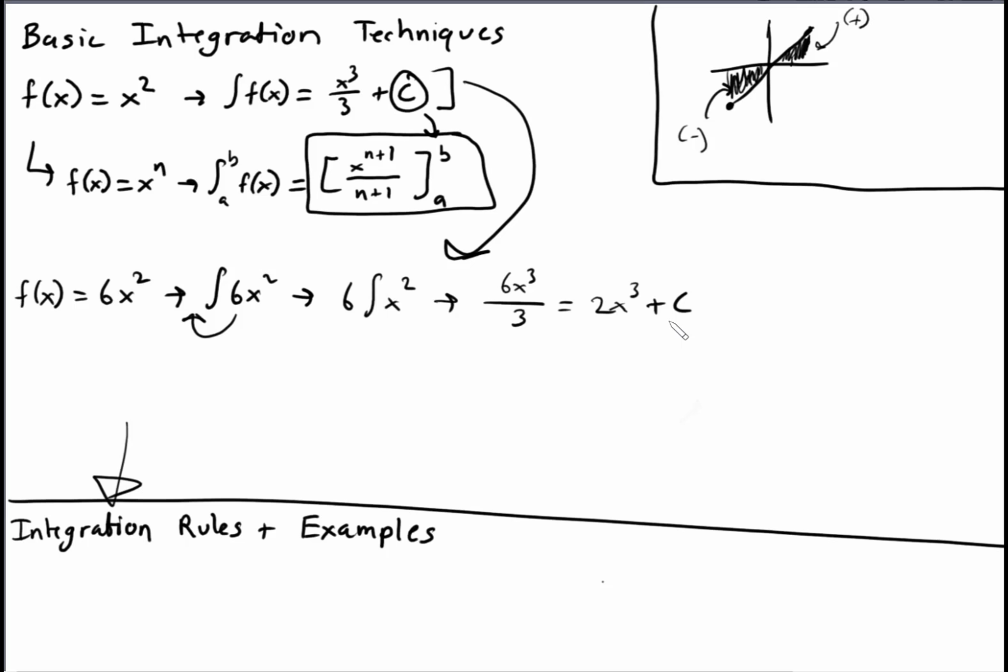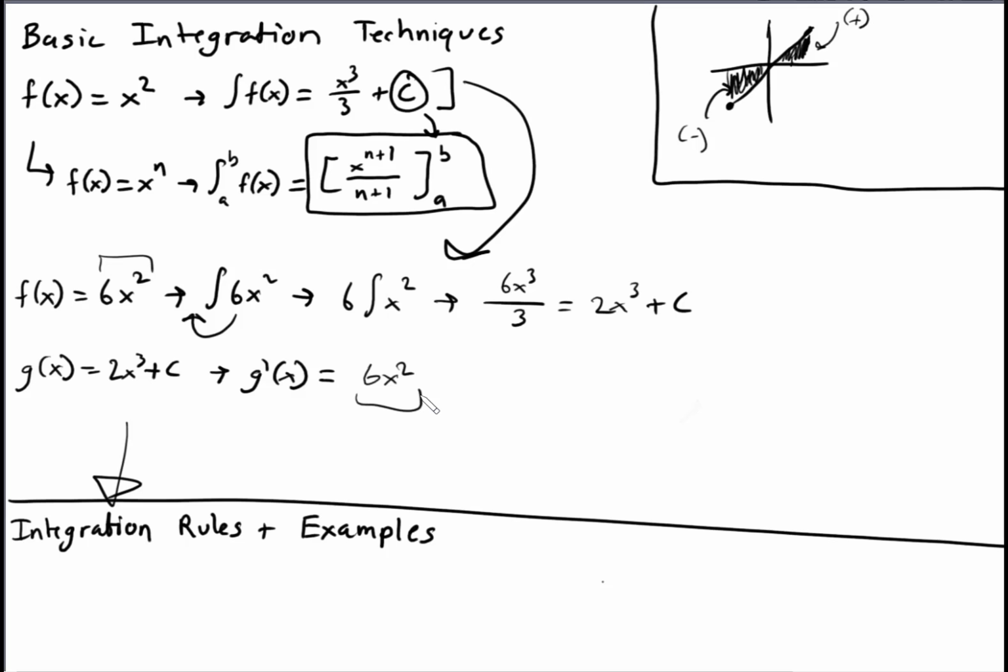Now, how do you know this is the integral? Well, if you were to take, let's call this function g of x, we'll say 2x cubed plus c. If you were to take the derivative of function g of x, what do you get? Well, using the power rule that you've memorized for derivatives, you just get 6x squared. And as you can tell, these are the derivatives and integrals of each respective function.